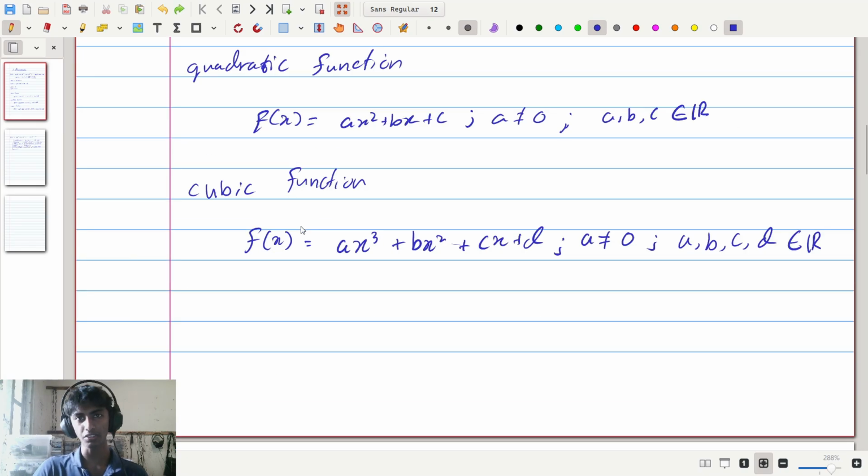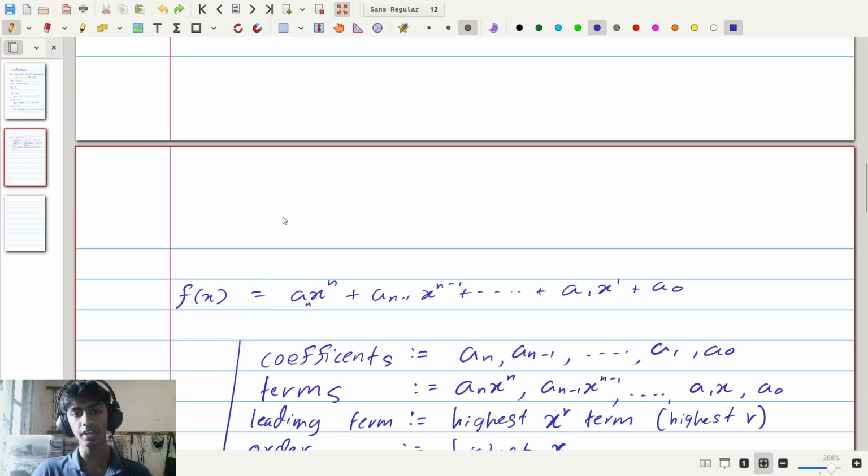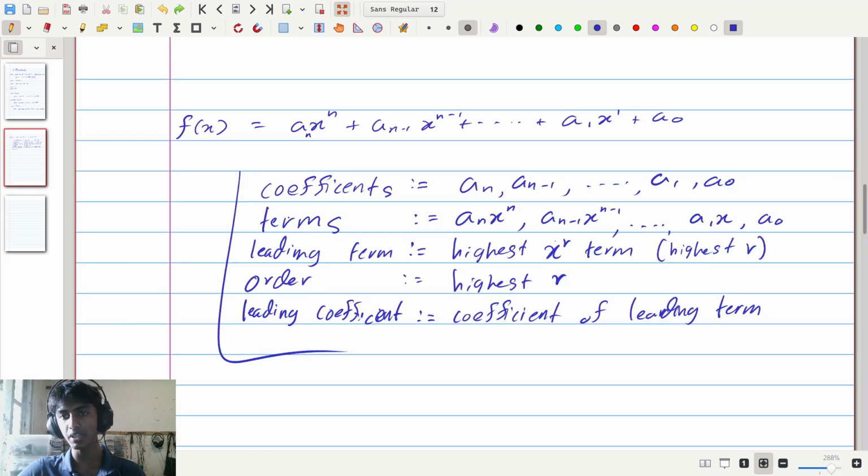Similarly, if we go to the cubic, I'm doing this just as an example so you better understand what each of these words mean. For the cubic function, the highest ordered term or the leading term is ax cubed, the order is 3, the leading coefficient is a, the coefficients are a, b, c and d, and the terms are ax cubed, bx squared, cx and d. So I hope that explanation gave you a better understanding of what each of these words mean: coefficients, terms, leading term, order and leading coefficient.